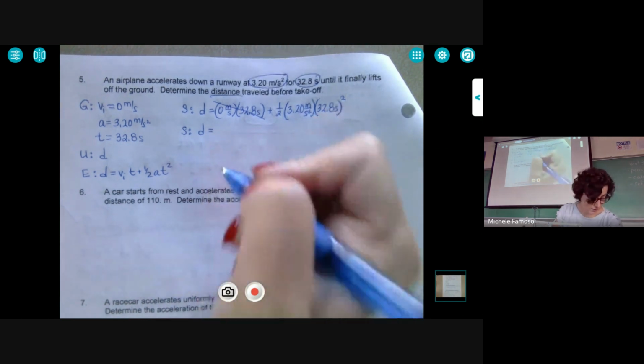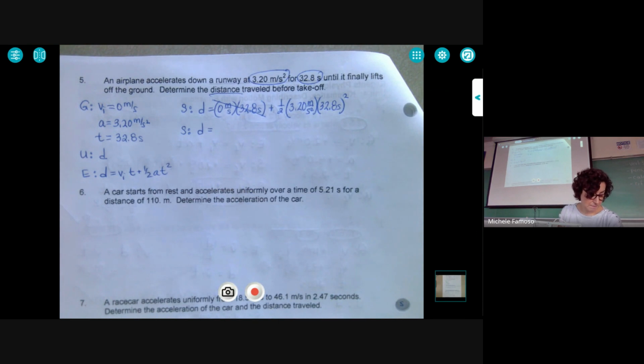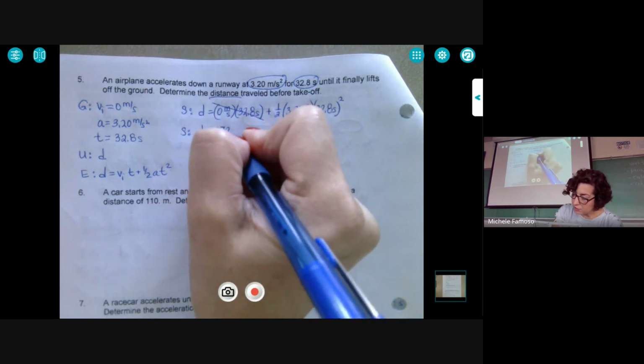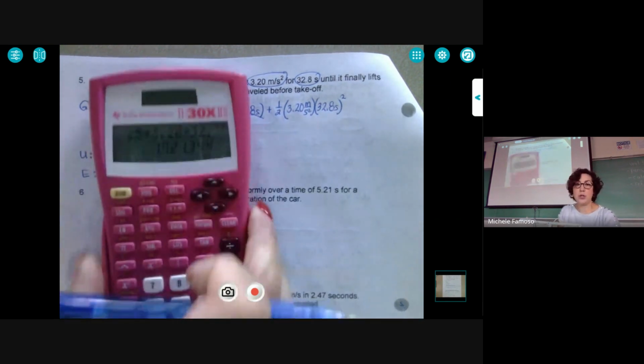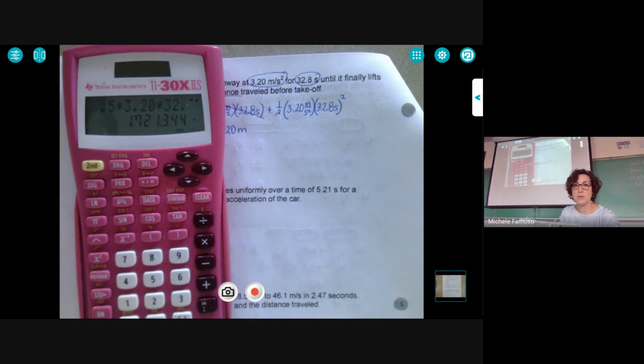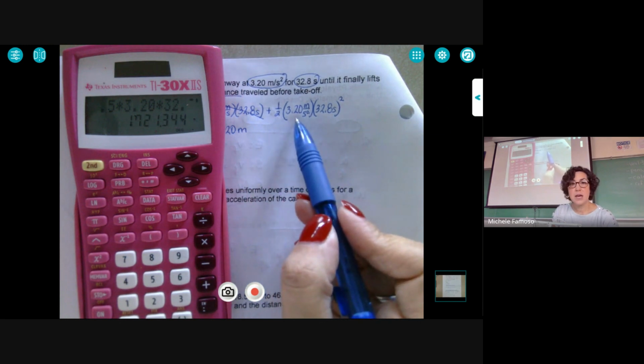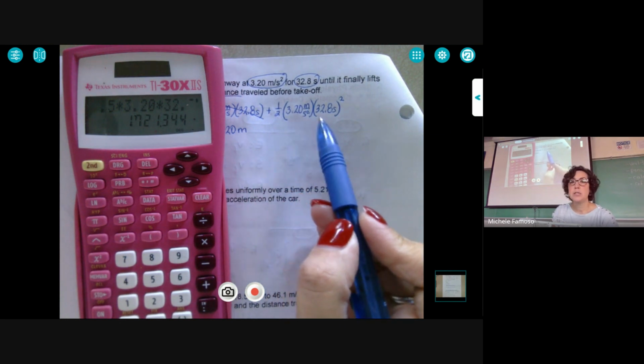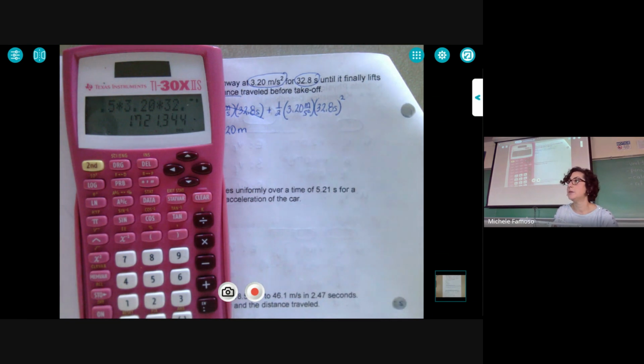1,080 meters per second squared. That has 2 sig figs. Or no, that has 3, but that's not the right answer. 1,080 would not be correct. Cam, what did you get? 1,720. There you go. 1,720 meters. So Emily, when you do it on your calculator, that's what you should see. 1,721.344. So it's 0.5 times 3.20 times 32.8 squared.